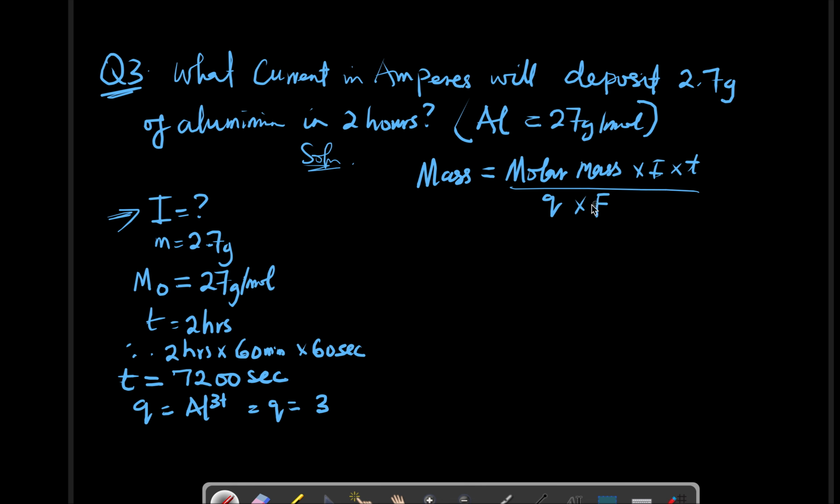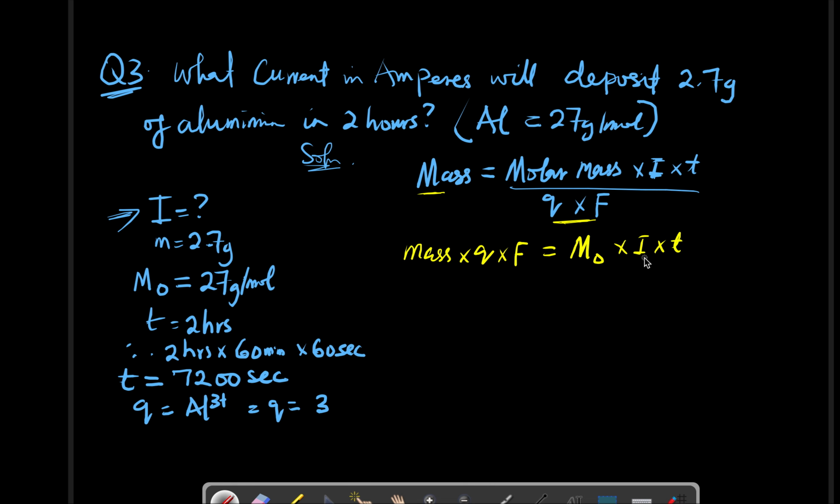So in this case, remember, I want to make I the subject of the formula. How do I achieve this? It's pretty simple. First thing I will do, I will use this one. Let me change the ink. I will use this to multiply by the mass. So if I cross multiply, I will have mass times Q times F. Of course, if you know that this multiplied by this, what will be left on the other part is molar mass. Let me use capital letter M naught, like I did here, for molar mass, times I times T.